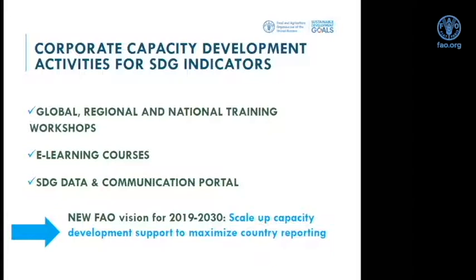Of course, our new vision of FAO for 2019 to 2030 is to scale up capacity development at country level to maximize country reporting on the 21 SDGs.